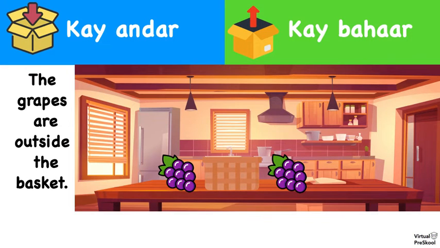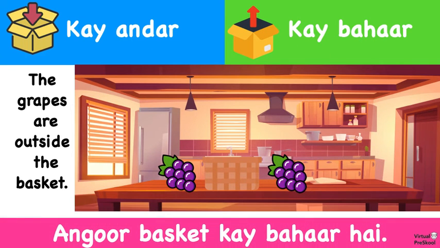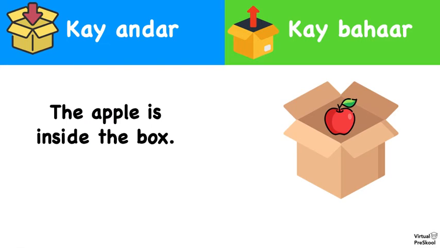Let's do another one. The grapes are outside the basket. So do we need a ke andar or ke bahar? We need ke bahar, right? Because that's outside. You know how to say grapes and basket. So put it all together. All right, let's take a look. अंगूर बास्केट के बाहर हैं. The grapes are outside the basket.